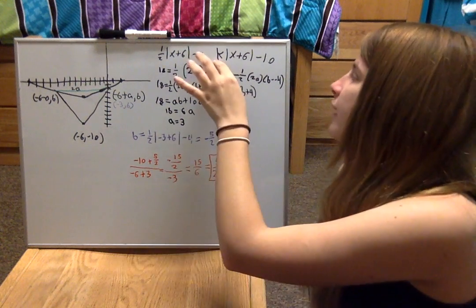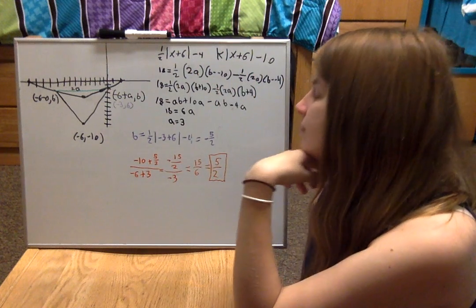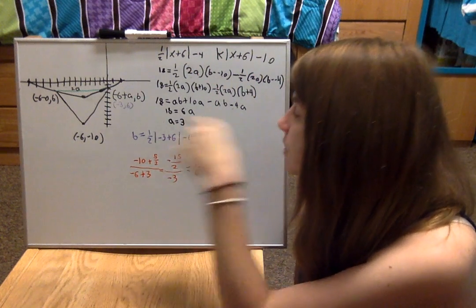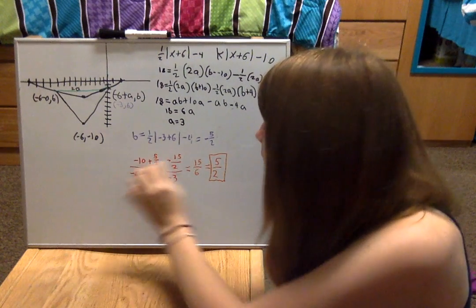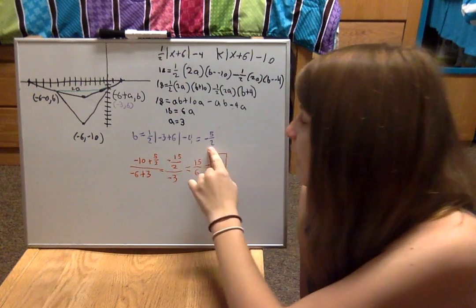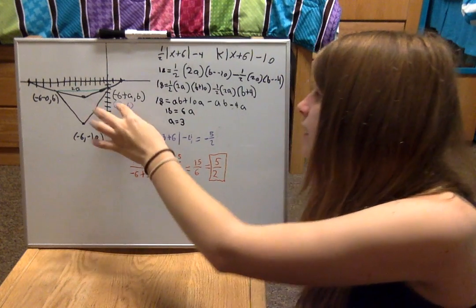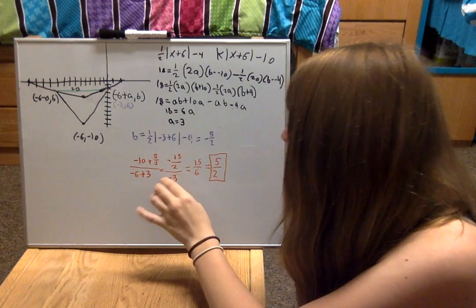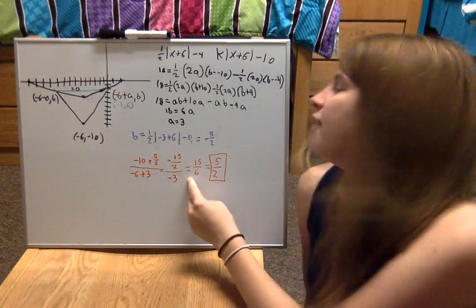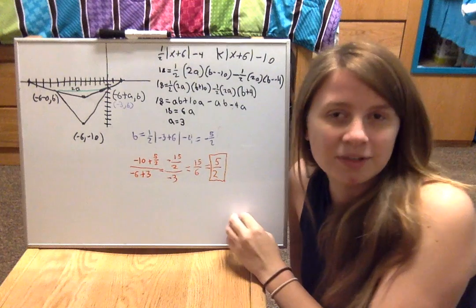And then to find k, we know that k is going to be the slope of this equation. So I used the slope formula. So the difference in the y, so -10 and -5/2, over -6 minus -3. So that's -15/2 over -3, which is 15/6, which is also 5/2, which means that k equals 5/2.